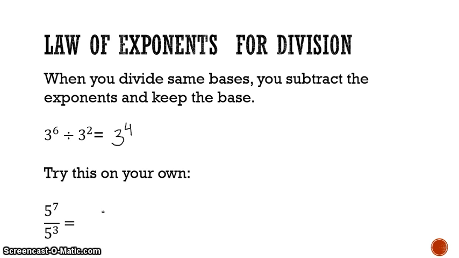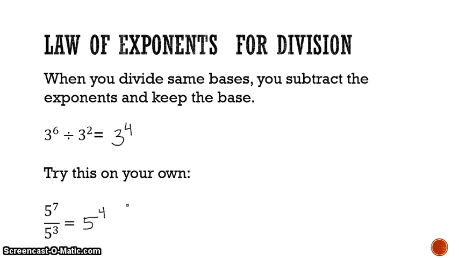Try this one on your own and see if you got the right answer. Okay, so this fraction bar right here means the same thing as division. So since we're dividing and we have the same bases, we're going to subtract the exponents. So we're going to go 7 minus 3, which will give us 4.